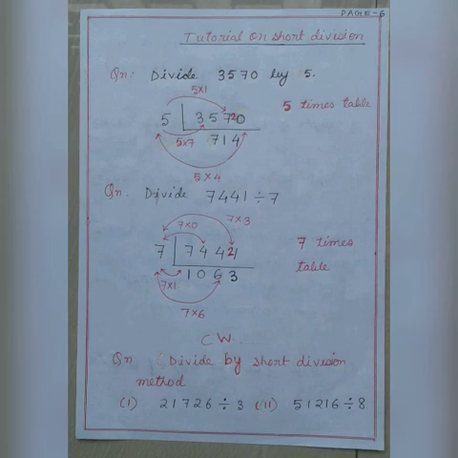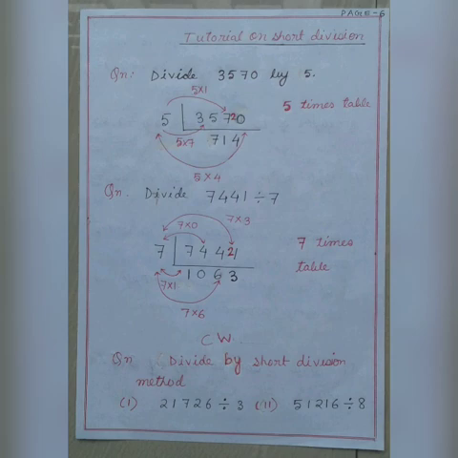So I have to consider the first digit of 7441, 7. How many 7 in 7? That is 1 7 in 7. 7 into 1 is 7. I have written 1. Now let us go to the next digit, that is 4. How many 7 in 4? We cannot divide 4 by 7. So I have written 0. So remainder will be 4.